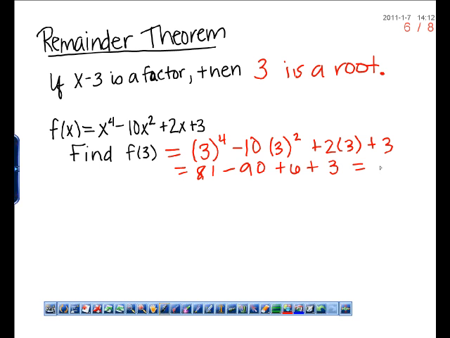So what'd you get? 0. Where else have we seen that number? It's our remainder. 0 was our remainder. If whatever you're dividing by is a factor, we know that the remainder is going to be 0. The remainder theorem tells us that if we plug in the root from that factor, our answer will always be equal to the remainder. So if 3 is a root, doesn't it make sense that if we would plug it in, we'd get 0? Yeah.